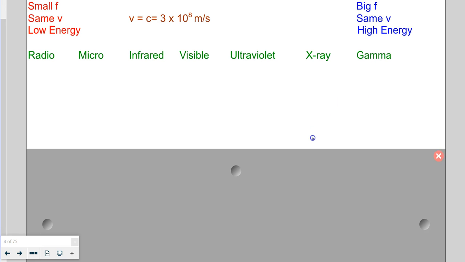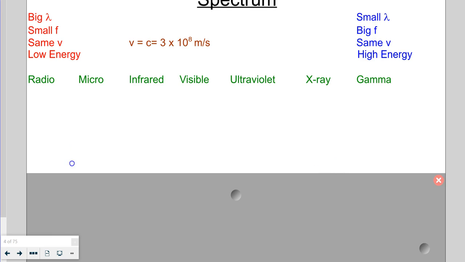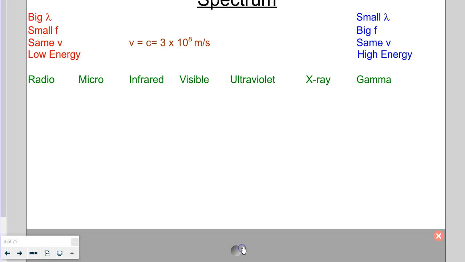Okay, so now in terms of the spectrum, you don't need to memorize all these numbers, but what you do want to be able to do is know the relative order of these things, and we're going to go through each one of these. What you want to know is frequency, wavelength, and energy. What's high and low. That's one of the things you're going to be tested on: what is a high energy wave as opposed to a low energy wave? What are small wavelengths? What are small frequencies?